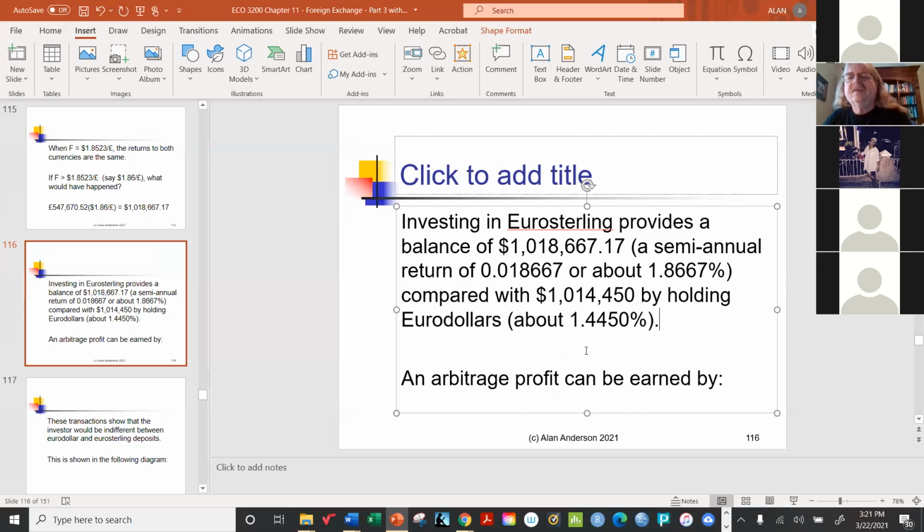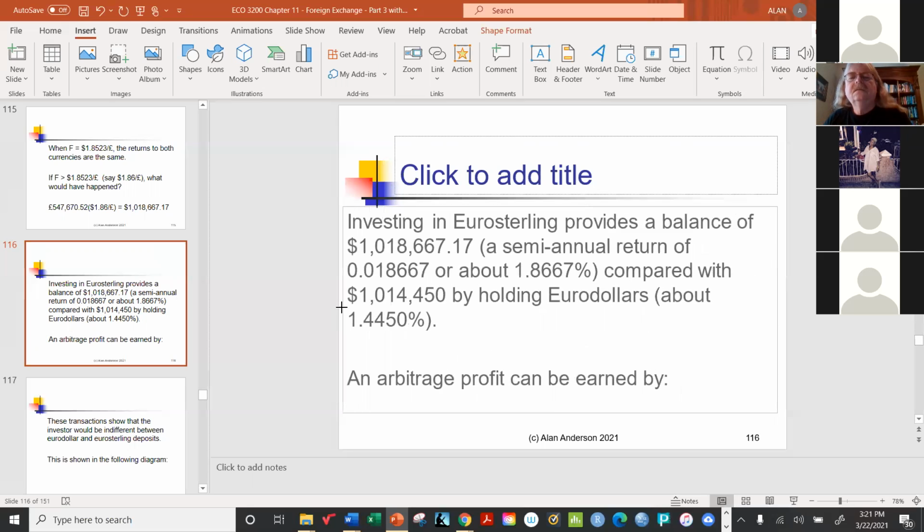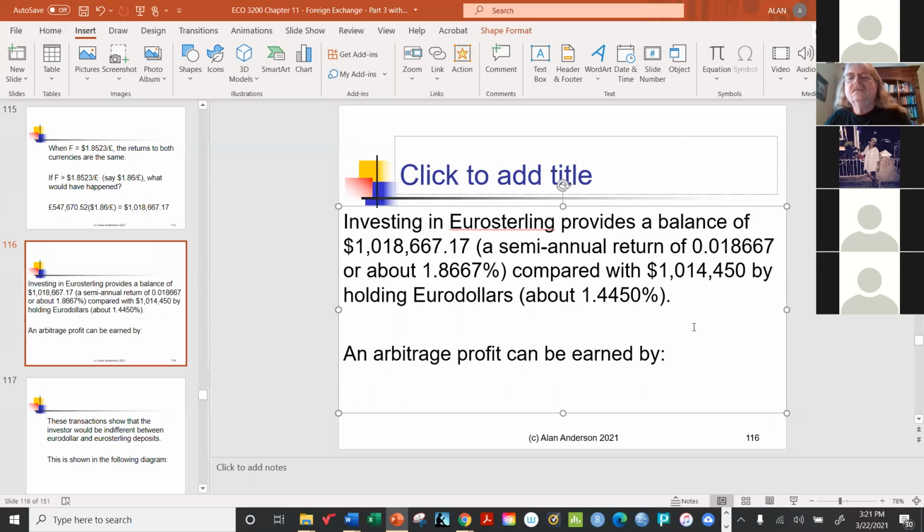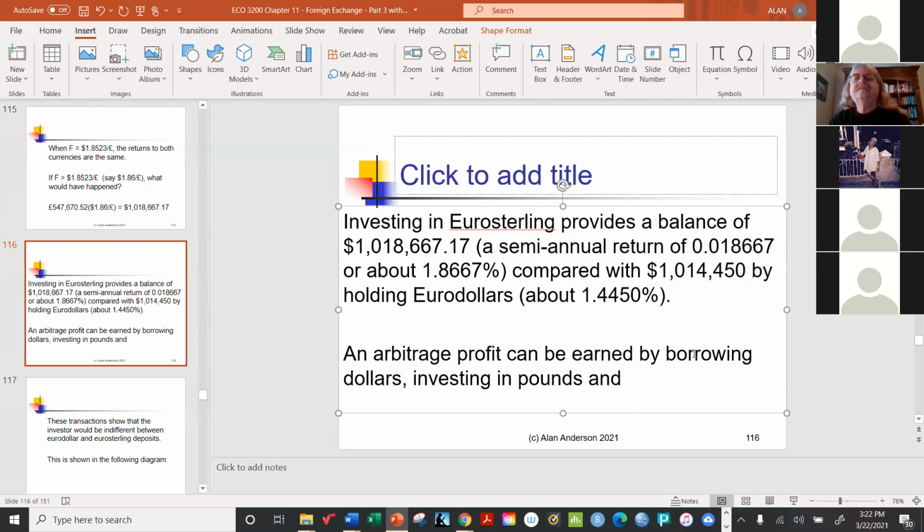So how do we make money from this? Well, in effect, you're given the opportunity to borrow at a cheap rate in the United States and earn a higher rate in the UK. So the strategy you will pursue will be borrowing dollars, investing in pounds, and selling pounds forward, to take advantage of the discrepancies.